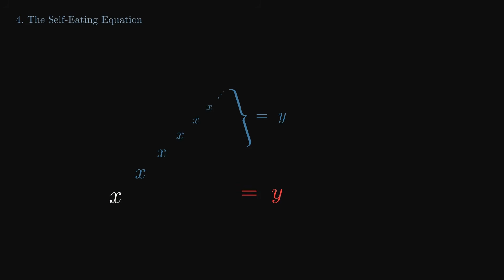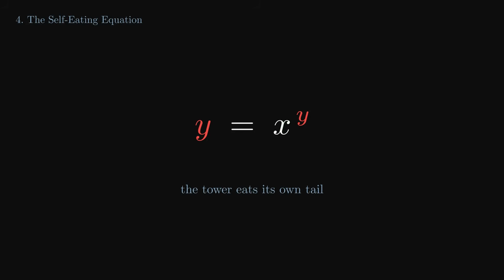So if the entire tower equals y, then the part above the first floor also equals y, which means the whole tower is just the base raised to y. In one line, y equals the base raised to the power y. The height appears on both sides. The tower eats its own tail. That little equation is the key to everything. It ties the base and the final height together with an iron rule.